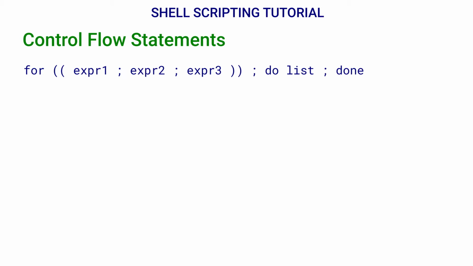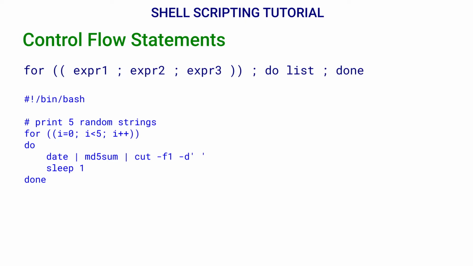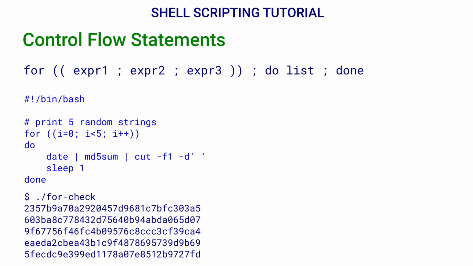expr1, expr2 and expr3 are arithmetic expressions. First, expr1 is evaluated and then expr2 is evaluated. If expr2 evaluates as 0, the command is complete. Otherwise, the list is executed. After executing the list, expr3 is evaluated. The sequence evaluate expr2, execute list, evaluate expr3 goes on till expr2 evaluates as 0. If any of the expressions expr1, expr2 or expr3 is missing, it is assumed to be 1. For example, we have the script for generating 5 random strings and when we execute it, we get this output.